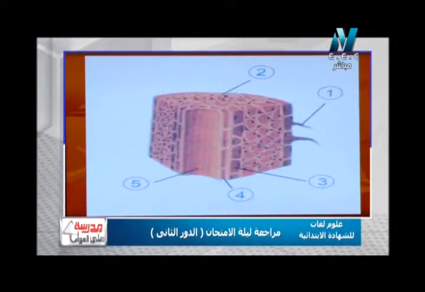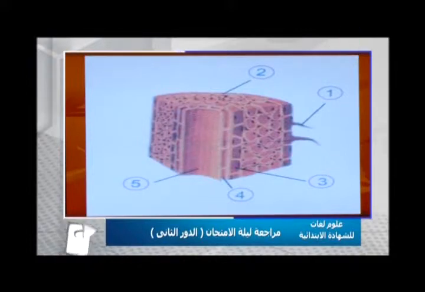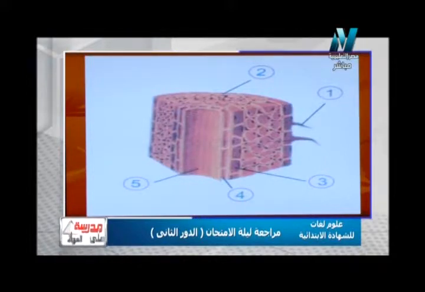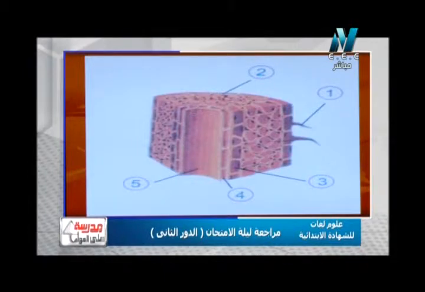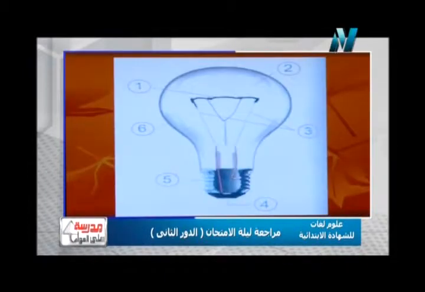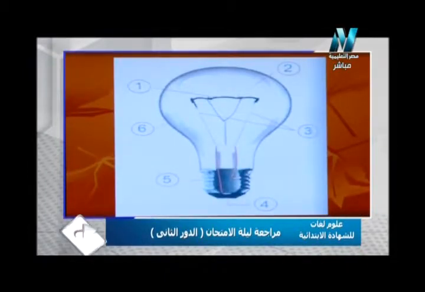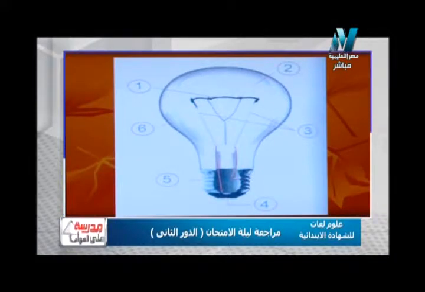So again, number 1 root hair, number 2 epidermis, number 3 cortex, second layer, number 4 is the xylem or the wood, and number 5 is the last layer of the plant root, which is the pith. So here another diagram. This is a diagram for the electric lamp أو المصباح الكهربي.